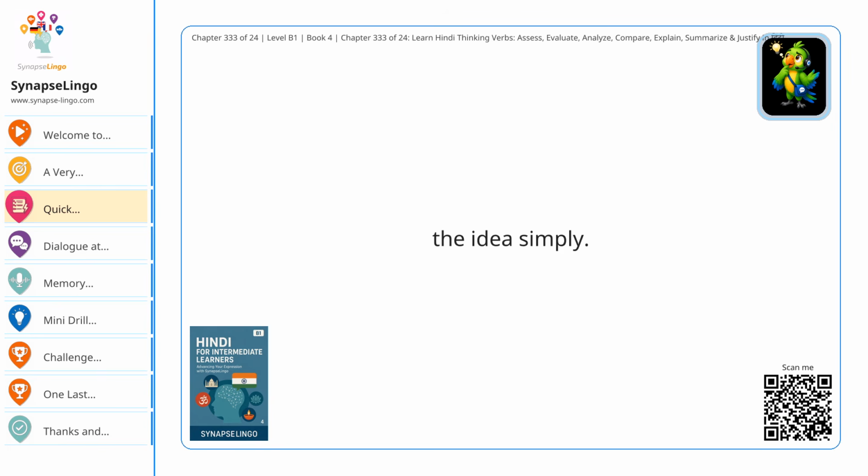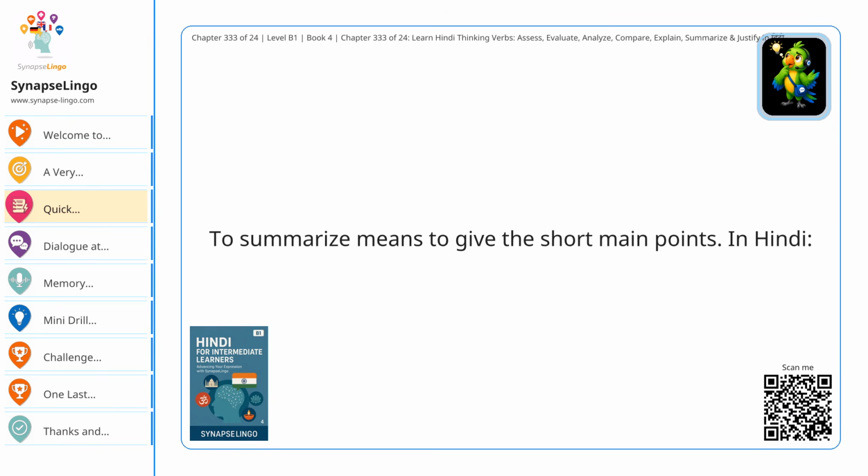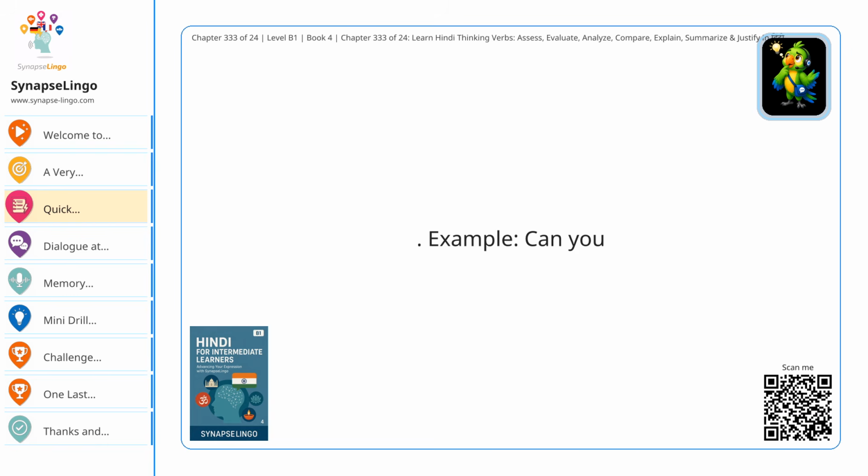समझाना the idea simply. To summarize means to give the short main points. In Hindi, संक्षेप करना. Example: Can you संक्षेप करना the article? To justify means to give reasons or proof. In Hindi, औचित्य सिद्ध करना. Example: Please औचित्य सिद्ध करना your answer.